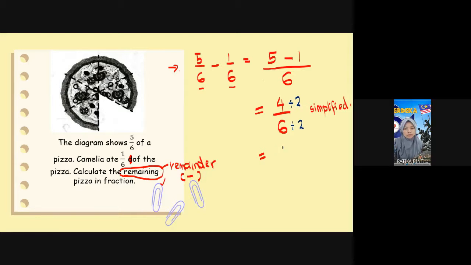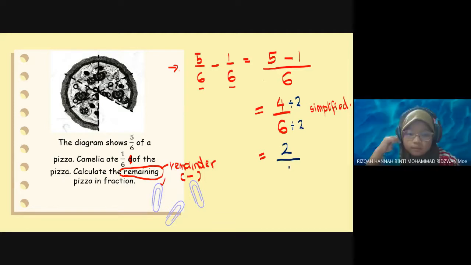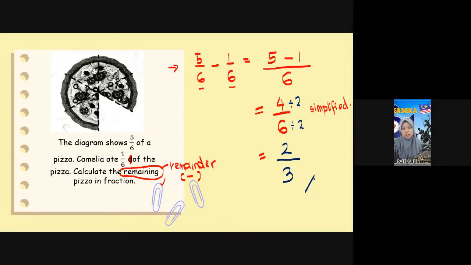So 4 divide by 2, the answer is 2. 6 divide by 2, the answer is 3. So your final answer should be 2/3. Okay. Remember, if you are given soalan dalam fractions, you need to make sure your answer is in the simplest form. Pecahan termudah. Okay, pecahan yang paling kecil nombornya. Yang dah tak dapat dibahagi dengan apa-apa nombor lagi. Remember that one, ingat.